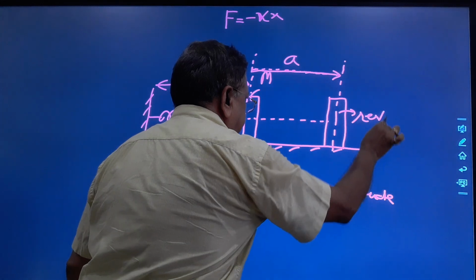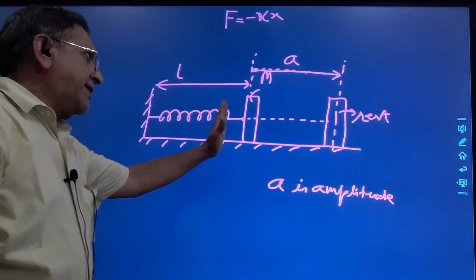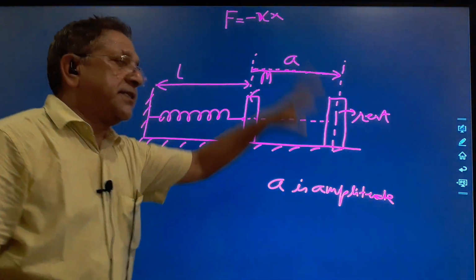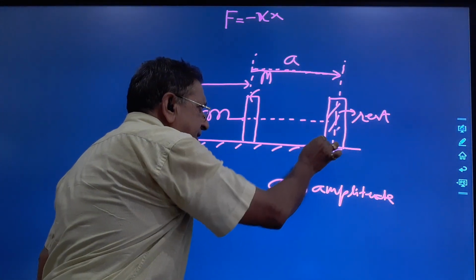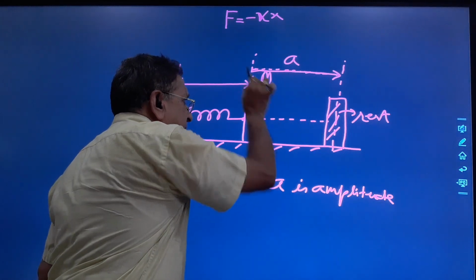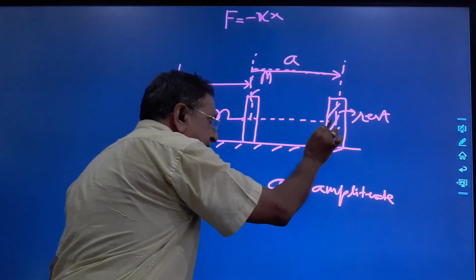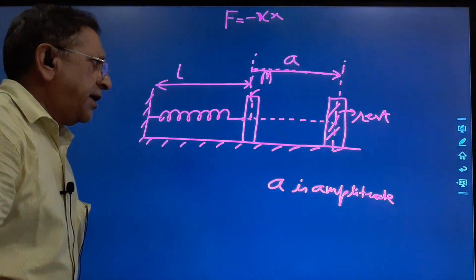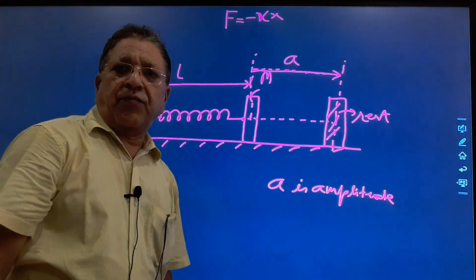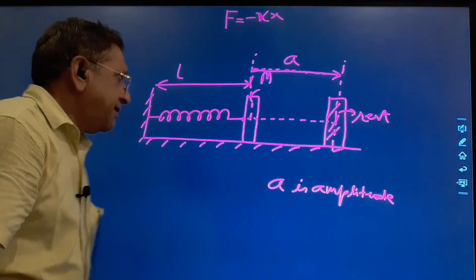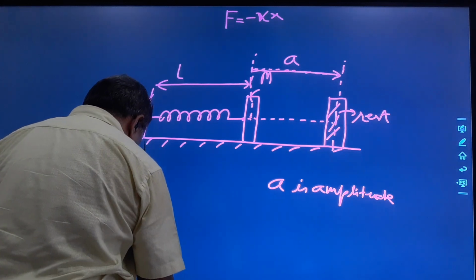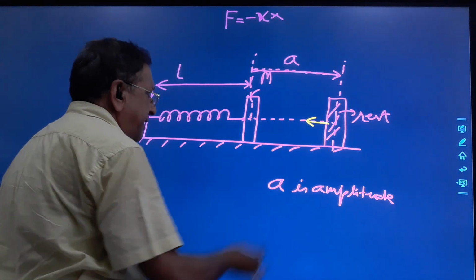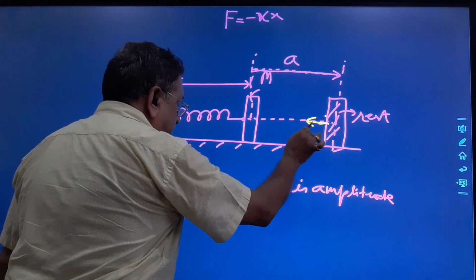From rest, we have mass m connected to the end of the spring, and we displaced it up to A and released. From this position, the mass is at rest, and at this maximum distance, the increase in the length of the spring is equal to the amplitude. Now we release this block from this position. Then due to the force F by the spring, it moved in this direction.